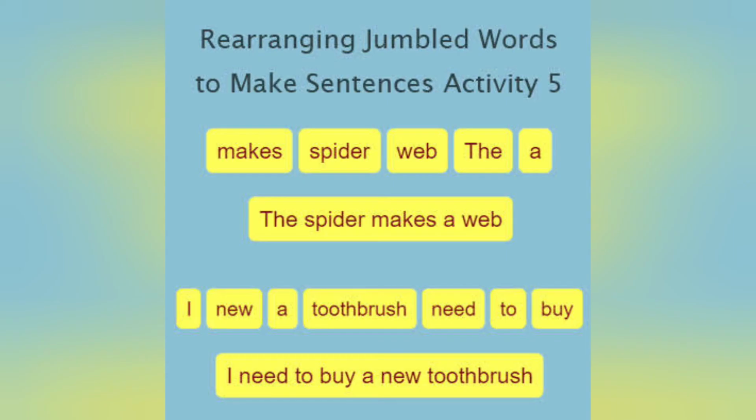Now the example is on the screen. You can see the unsolved or jumbled words are: make, spider, web, the, air. Here spider is the subject, makes is the verb, and web is the object. The spider is making the web. So the first word will be the spider, then the next will be making the web. The exact sentence is: the spider makes a web.